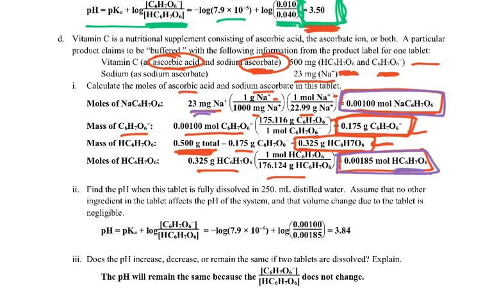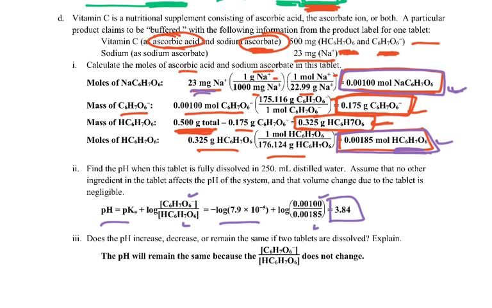So find the pH of this tablet. Okay, well, we can go back now and just use the Henderson-Hasselbalch equation. And again, it's supposed to be concentration of the conjugate base over the acid, but these moles will work just fine. So we're going to say 0.001 of the ascorbate over 0.00185 of the ascorbic acid, and we have the log of the Ka. Okay, and so we end up with a pH of 3.84 for that.